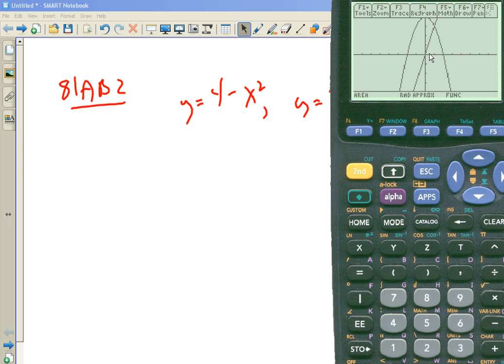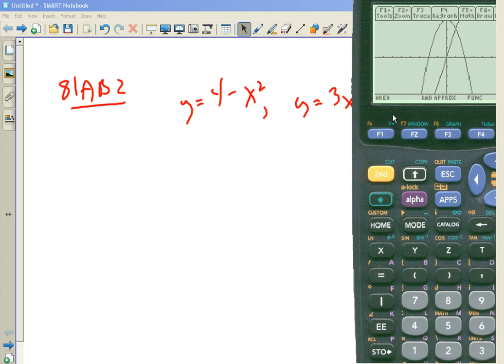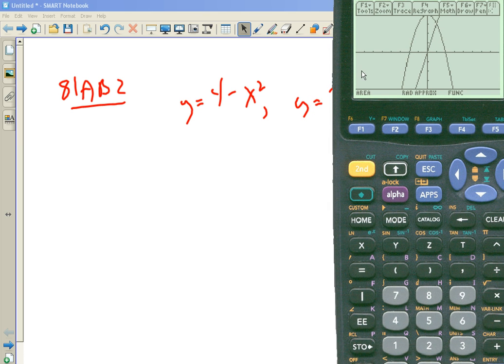Another reason is we want to know what the limits of integration are. Well, x equals 0, right? And x equals what? Is it 1? Yeah, 3 times 1 is 3, and 4 minus 1 squared is 3. So clearly, if you don't see it, you can solve it algebraically or solve it right here.